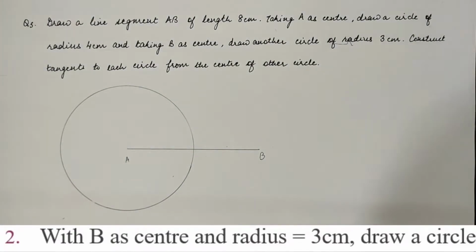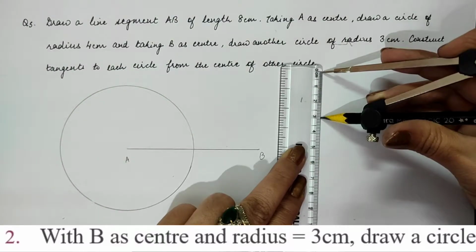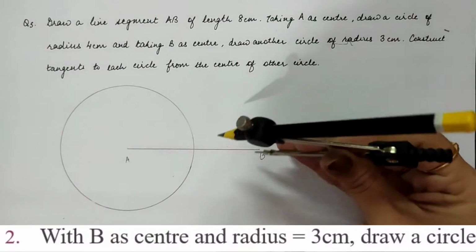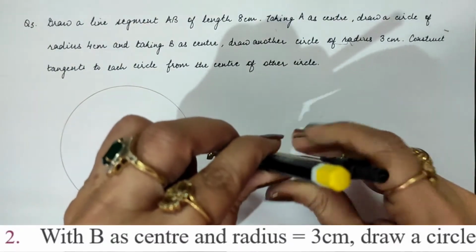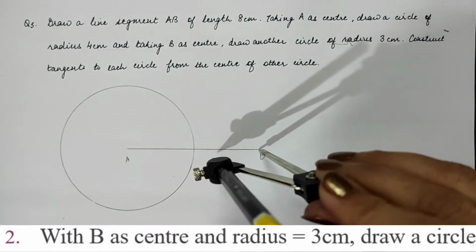Exactly same way. Taking B as center, I need to draw another circle of radius 3 centimeters. So let us do that. So this is 3 centimeters. I take center as B and I make a circle of 3 centimeters radius.